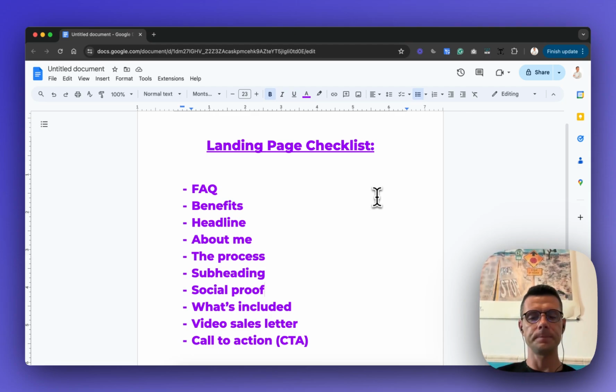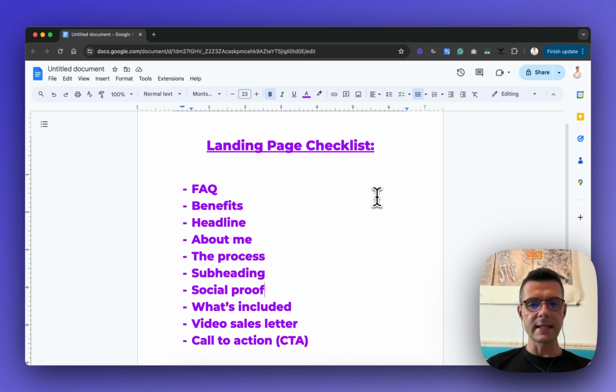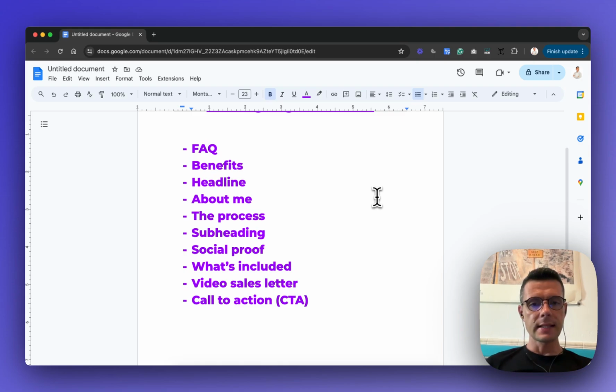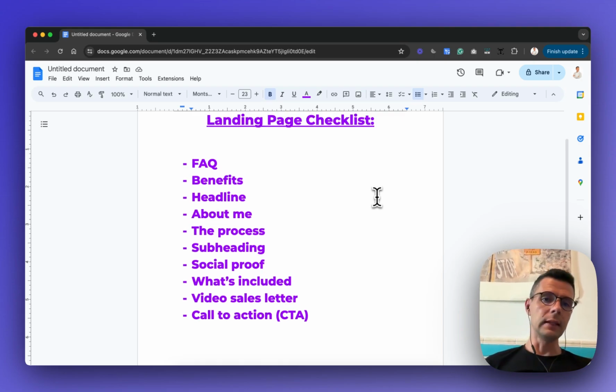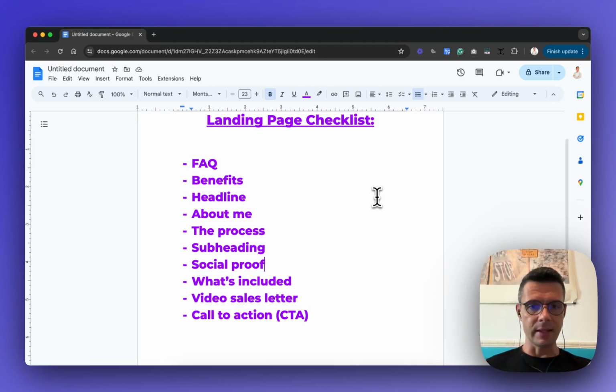In today's video I would love to walk you through the landing page checklist, and these are the 10 elements that you must include in your landing page in order to convert better and eventually make more sales. Okay, these points are not in order, so these are just the elements of a landing page.